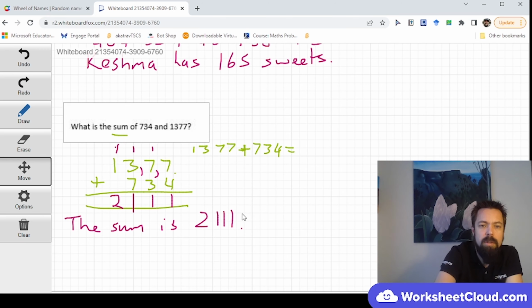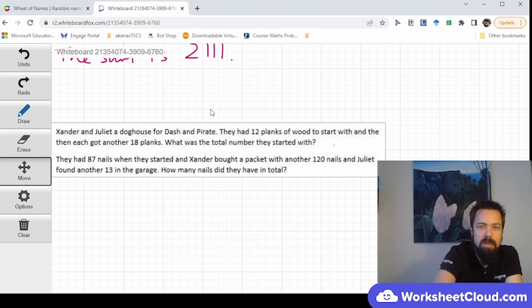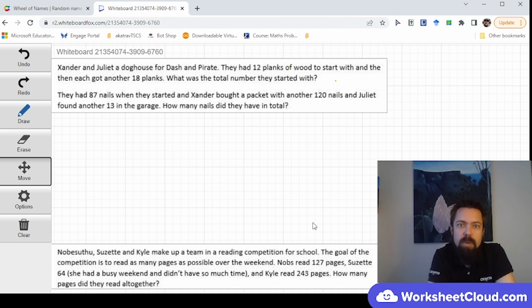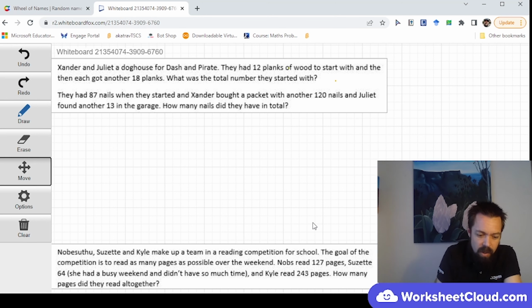Now we're on to the next problem, which features my niece and nephew and my dogs. Xander and Juliet build a doghouse for Dash and Pirate. I'm not going to give you points for guessing which two of those are my niece and nephew and which are my dogs. If you don't get that one, I'm not sure we should be watching grade 4 lessons.